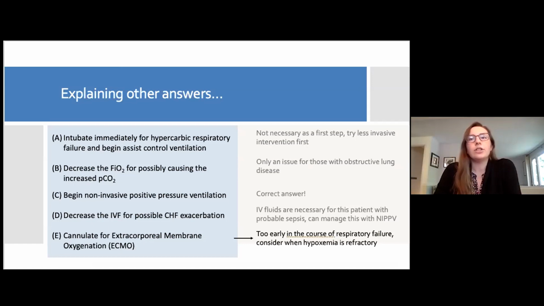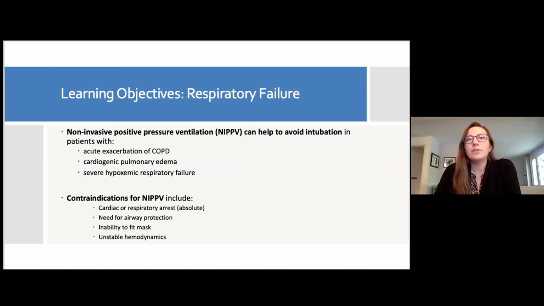This is really a consideration when hypoxemia is refractory and the patient has had a number of other interventions that have failed. So our learning objectives for this first question on respiratory failure, we learned first that non-invasive positive pressure ventilation can help to avoid intubation in patients with acute exacerbations of COPD, cardiogenic pulmonary edema, severe hypoxemic respiratory failure, and contraindications for non-invasive include the absolute contraindication of cardiac or respiratory arrest, and then a number of other considerations, including need for airway protection, inability to fit the masks, and unstable hemodynamics.